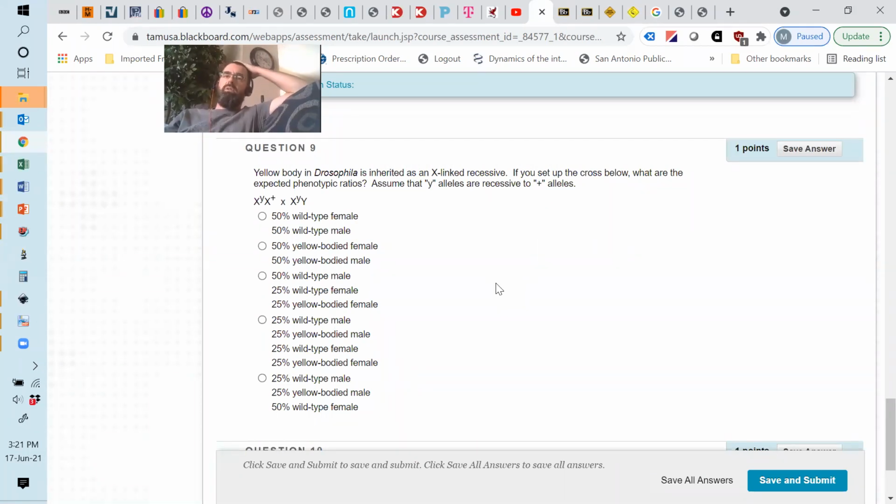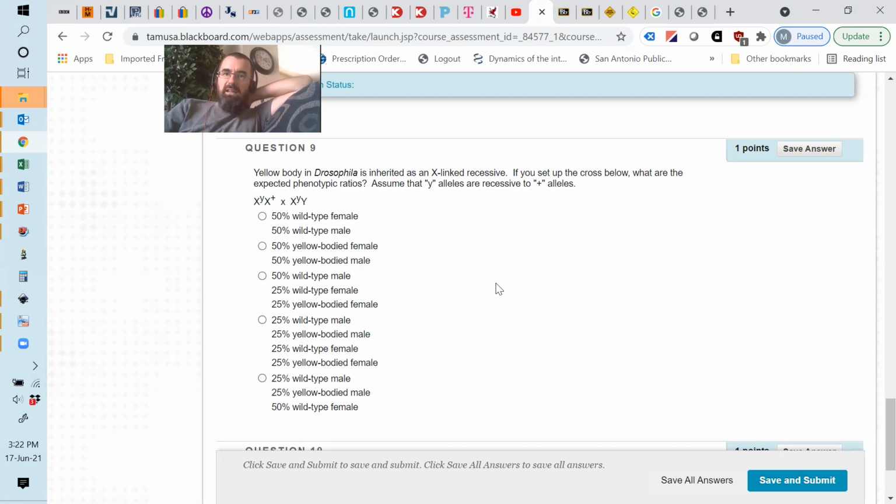Okay, so yellow body is X-linked recessive, so it's a sex-linked gene, and it's recessive. So that tells you that it will behave the classic dominant recessive way, but because it's X-linked, it's going to depend on which way round you do the cross. So you set the cross below, what expected phenotype ratios, right?